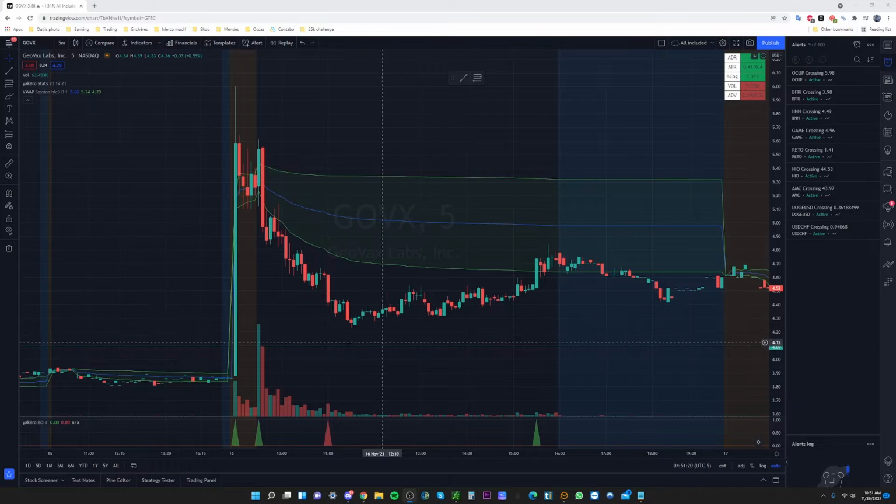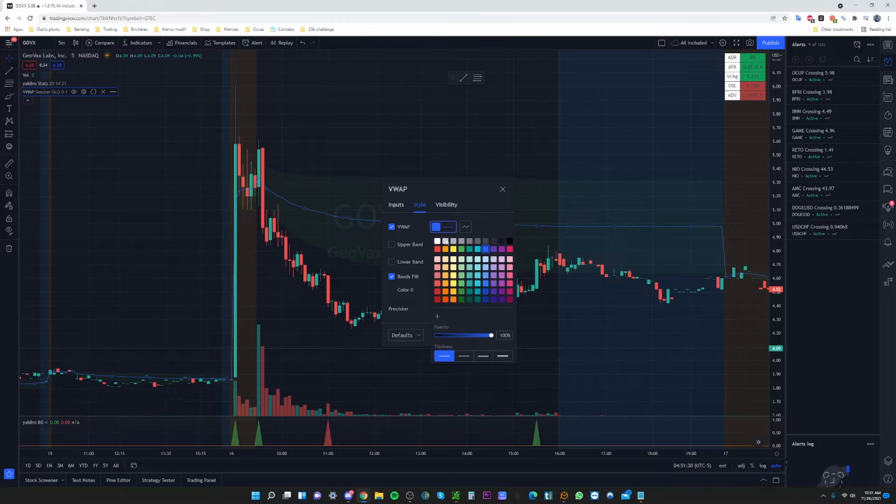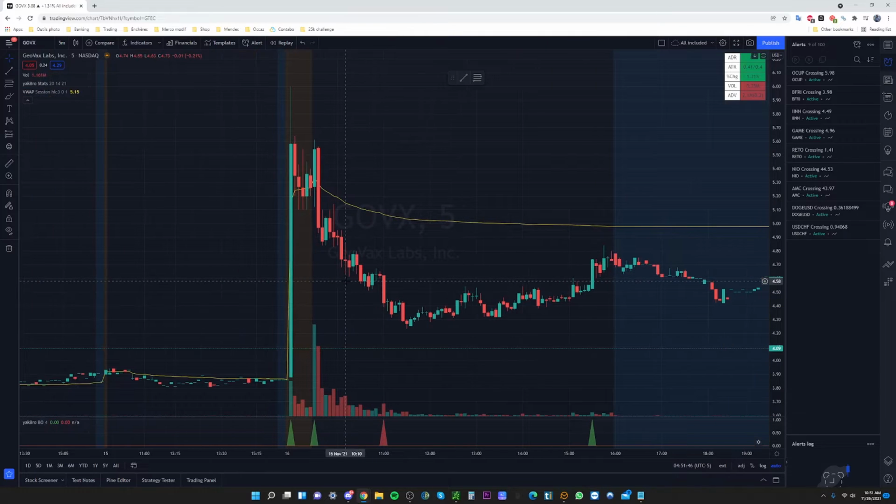To do so, you go in the settings on TradingView and just unselect upper band and lower band. You will only leave VWAP, and I like to have it in yellow or orange, but this is up to you. Okay, so now you also need to remove this band fill. I prefer it like this. You can do whatever you want, but this is how I set it up.